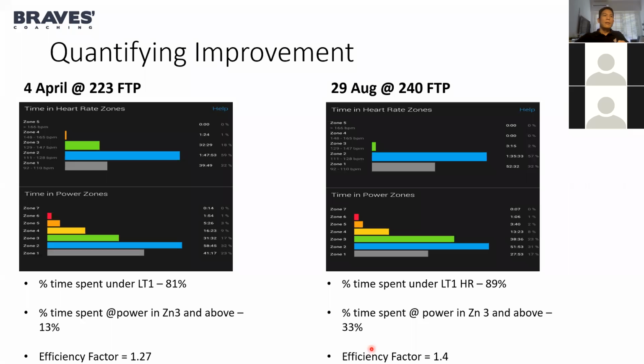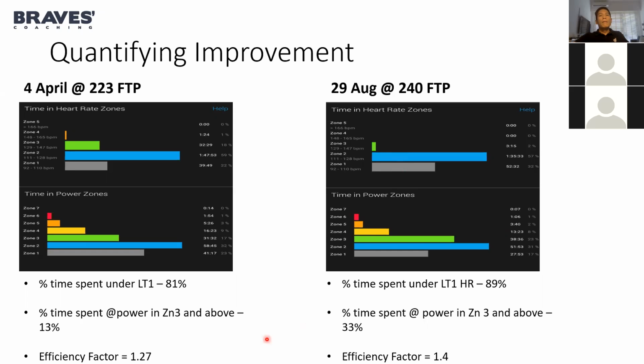And the next slide shows the data from the Garmin. Okay, so for the same ride in August, right? Even though I spent more time under LT1 heart rate, okay, more time at low intensity, I was able to ride for 20% longer at a power above zone 3 power. Okay, so we look at this ride and this ride. The total time spent under LT1 was 89%. Here it was only 81%. Okay, so I actually spent more time up here in zone 3. So this was a more well-controlled ride.